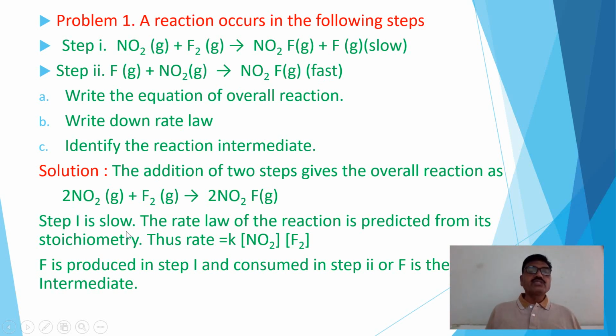Then step first is the slow one. So that is given, mentioned in the numerical. This is the slow one. The step first is slow. The rate law of the reaction is predicted from its stoichiometry.